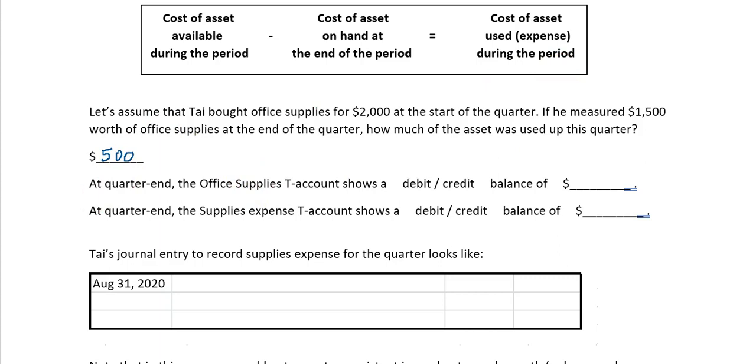At quarter end, the office supplies T account shows up. So we know office supplies are an asset. They help the business earn a profit, hopefully. So being assets, it will have a debit balance. And since we have 1,500 left at the end of the quarter, that's the amount that should show up in our T account.